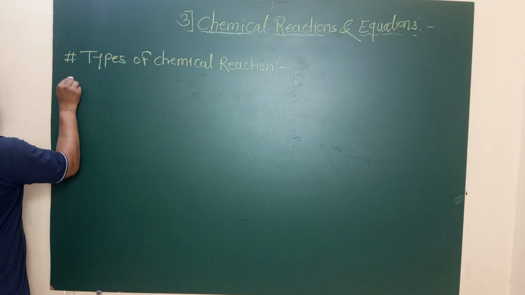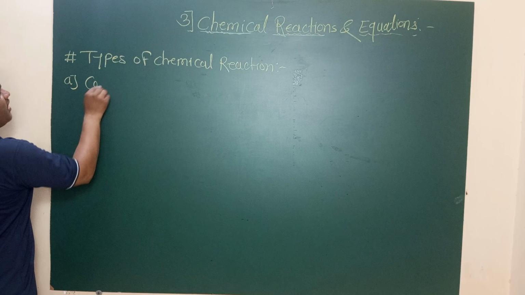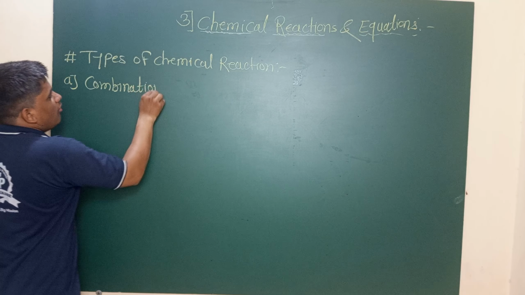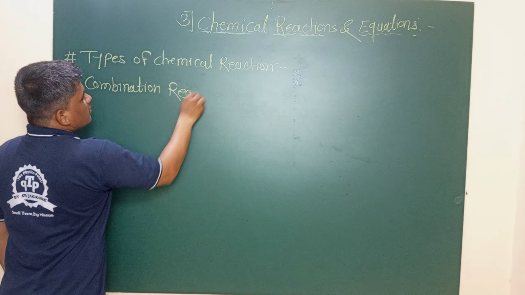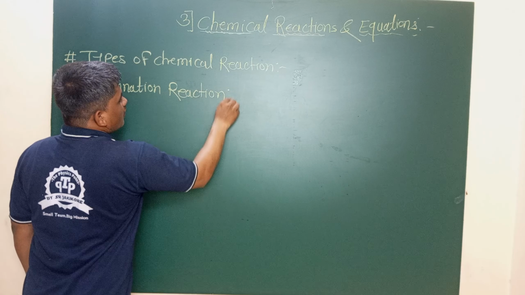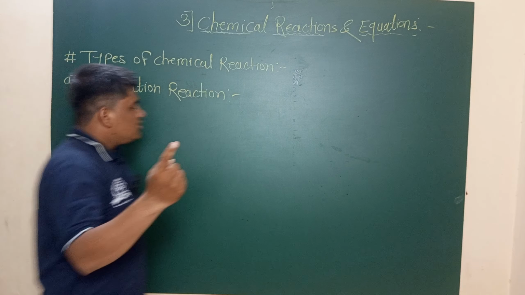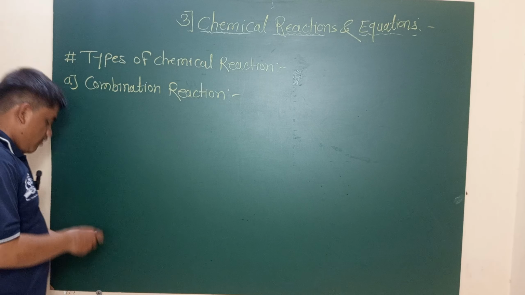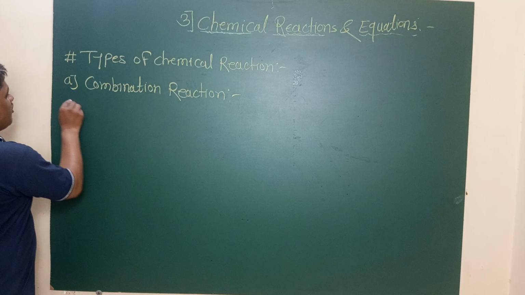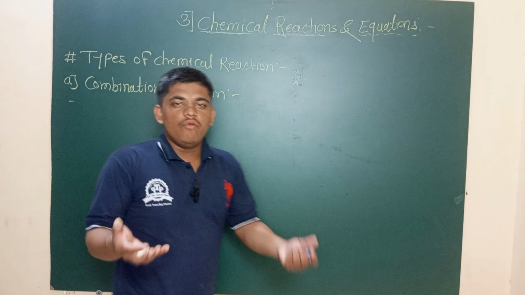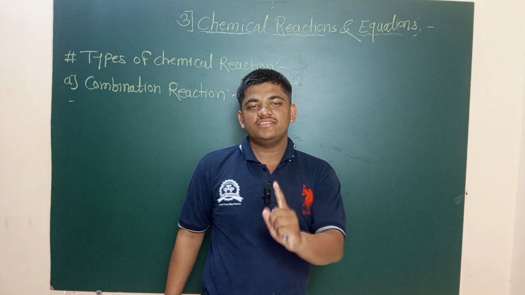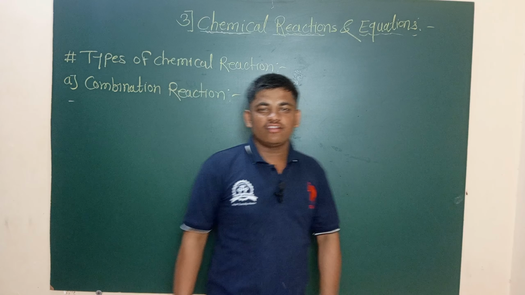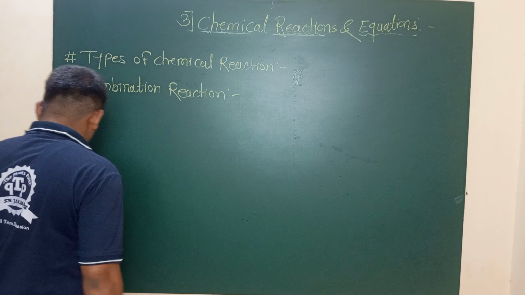The first one is the combination reaction. We take a single example for both the combination and decomposition reactions, for easy understanding. What is a combination reaction? When two or more reactants combine with each other to form a single product, this reaction is known as a combination reaction.